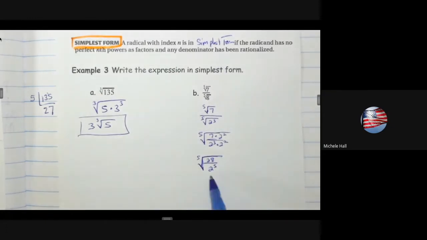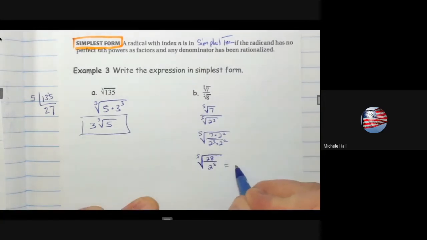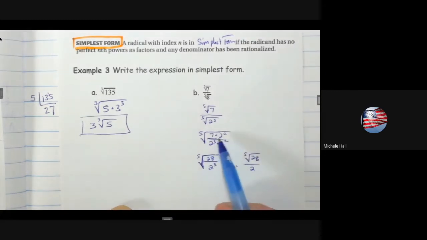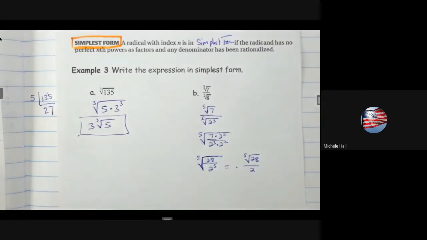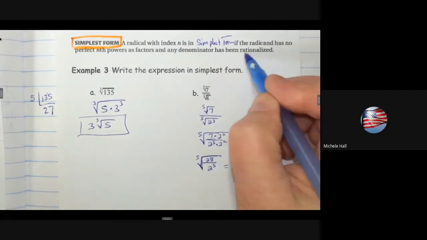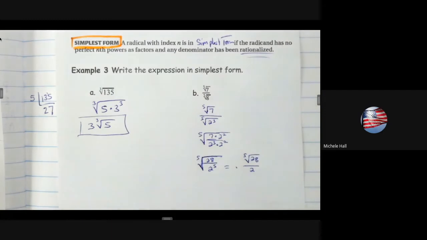Now we have our denominator working out evenly. I have 5 2's. So what is the 5th root of 2 to the 5th? That is going to be 2. And then we still have the numerator, the 5th root of 28, which is only 7 times 4. There's not enough of anything to reduce. Final answer, we do not have a root in the denominator. It's been rationalized. Final answer.